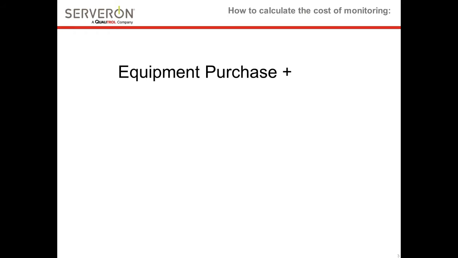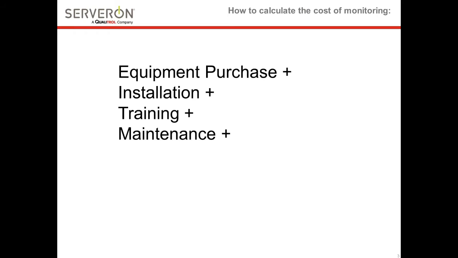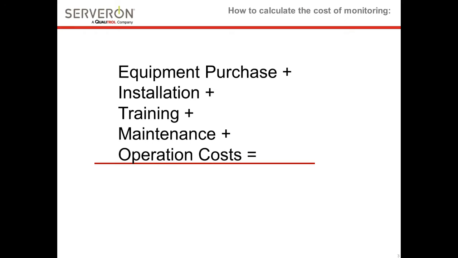So we're looking at the cost of purchasing the equipment initially, the cost of installation, whether it be done by the utility itself or by an external contractor, the cost of training, if any is required, the cost of maintenance, and then the operating cost of the equipment itself. And this is the basic equation, and the answer to that equation is the dollar cost of the monitoring. So it's not a particularly difficult calculation once you have an idea of the cost from any particular manufacturer.